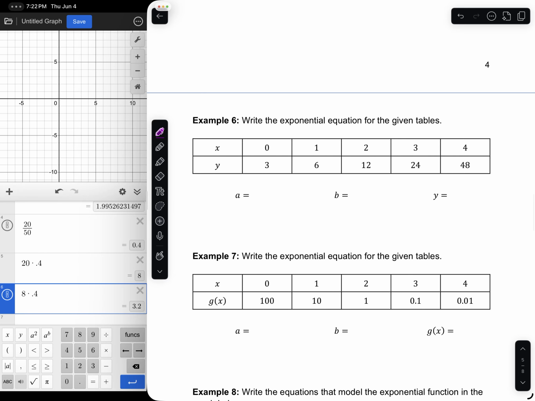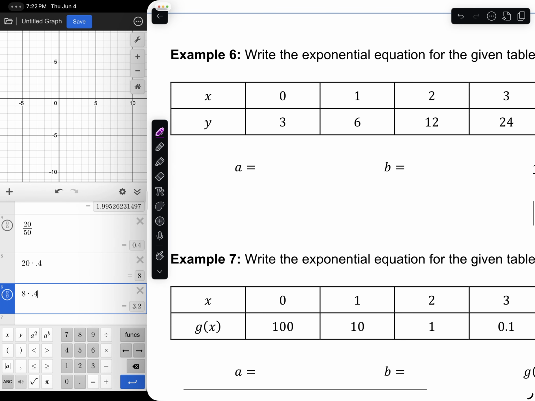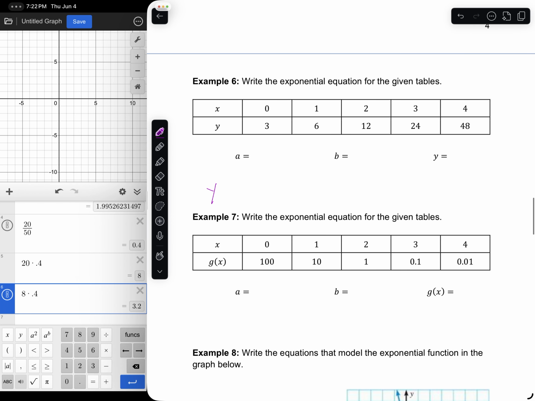Okay, so now they want us to write the exponential equation for the given tables. These are all exponential, right? So I've been shortcutting or not explaining fully how you identify the initial starting value. And the general form, by the way, that we're going to use is y equals a times b to the x, where a is the initial amount and b is the factor. Factor is the thing you multiply by over and over and over.